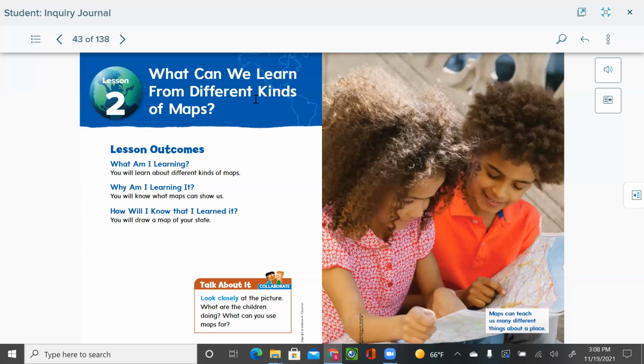So what can we learn from different kinds of maps? That means we're going to learn about different maps, and each map will show us something. As we know, maps teach us many different things about places. When you look at a map, you can say there are mountains in this place, there are rivers, and also the weather. You can find out what the weather is in this area. We know what kind of fruits or vegetables you can get, if there is a port, if there are rivers, lakes, all this. So let's start.